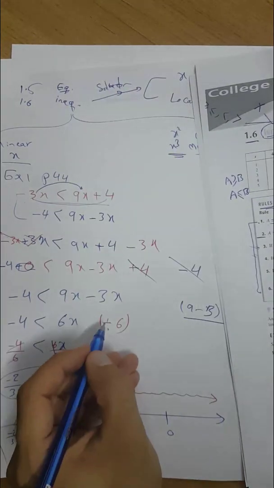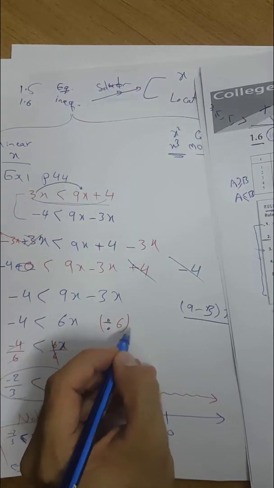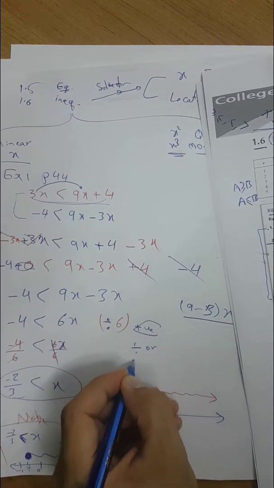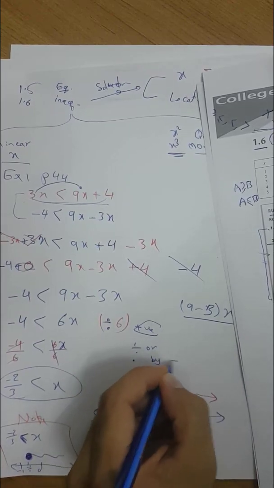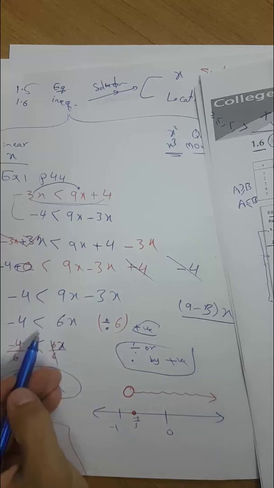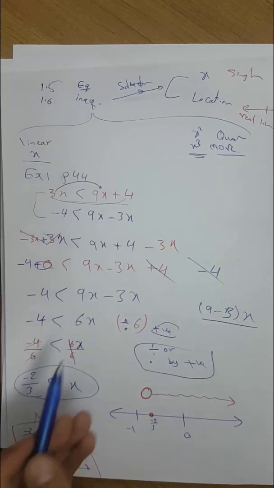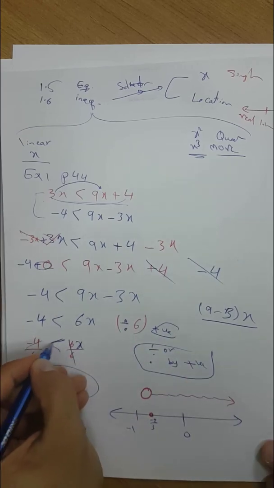Now here, we divided or multiplied by a positive. Here, we divide or multiply by a positive. So when you divide or multiply your equation, your inequality, by a positive, the sign will not change.